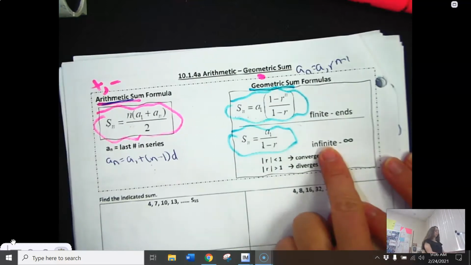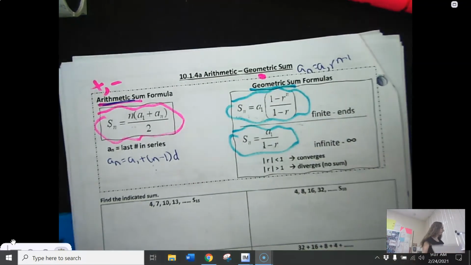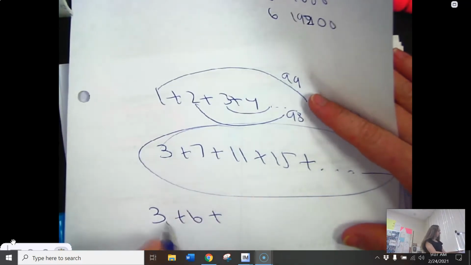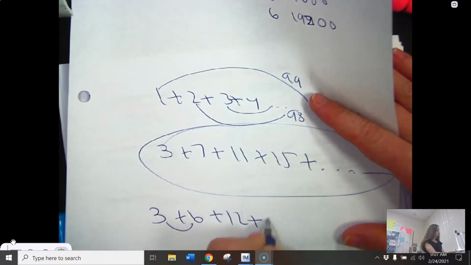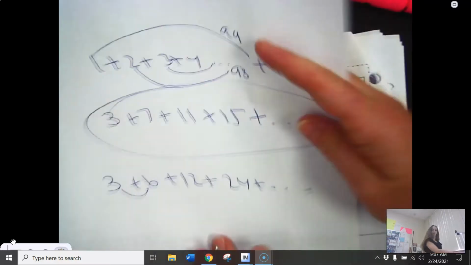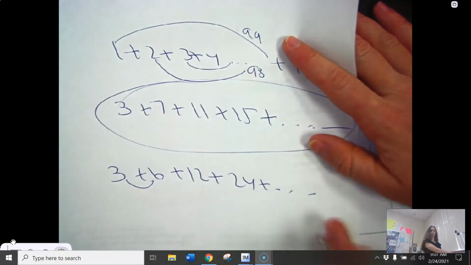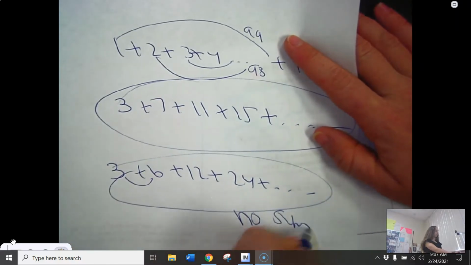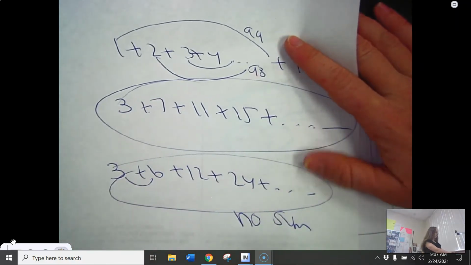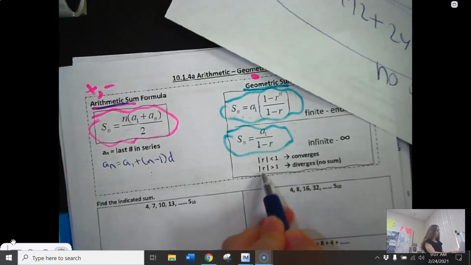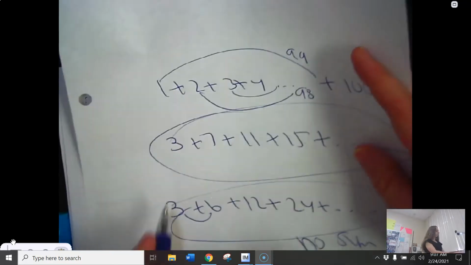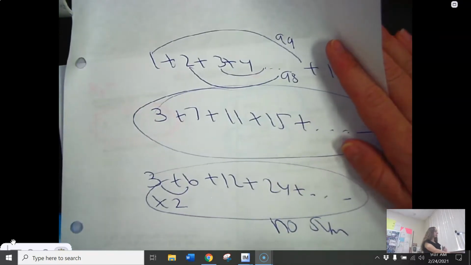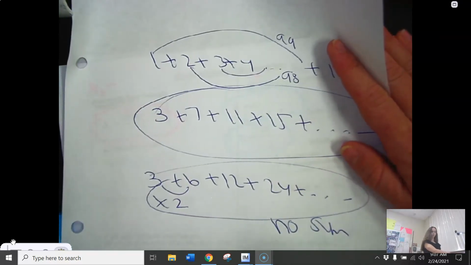Now, there are limits, because if your number just keeps getting bigger and bigger, so if you had 3 plus 6, and then this is like times 2 times 2 times 2 plus dot, dot, dot, how are you supposed to find the total of that? Because it just keeps getting bigger and bigger, there actually wouldn't be a sum. You couldn't figure it out. And you're going to learn it's because the ratio is greater than 1. When the ratio is greater than 1, then there is no sum in a geometric series.